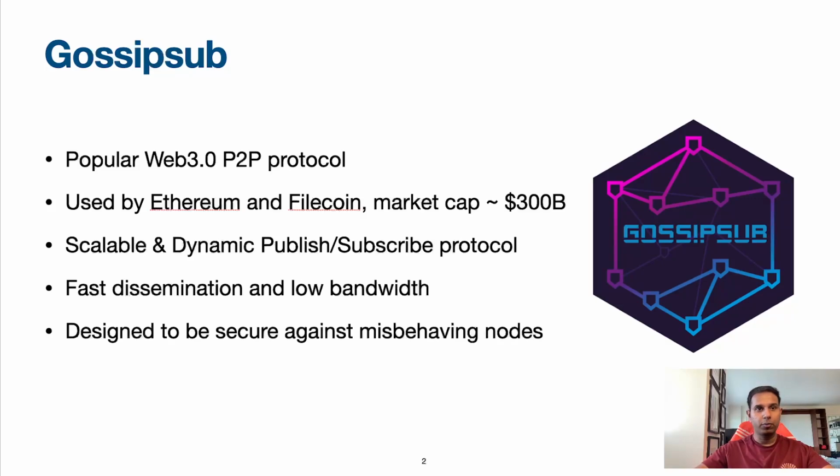GossipSub is a popular P2P protocol. It is used by applications like Ethereum and Filecoin, whose combined market cap exceeds $300 billion. It is a scalable and dynamic publish subscribe protocol. There are three important design considerations: fast delivery of messages, low bandwidth, and security against misbehaving nodes.